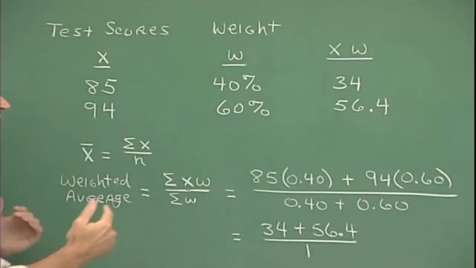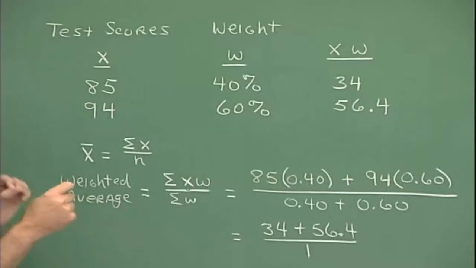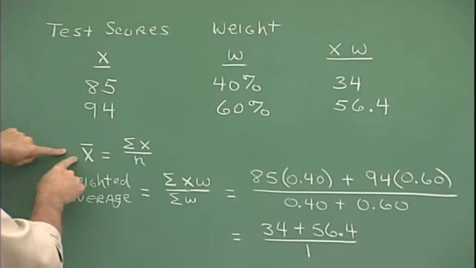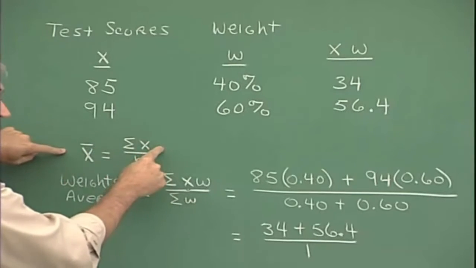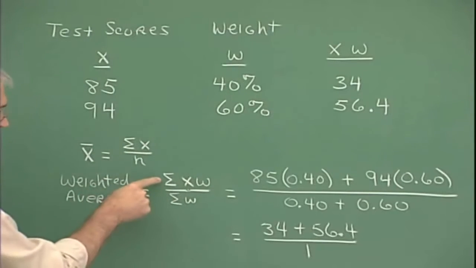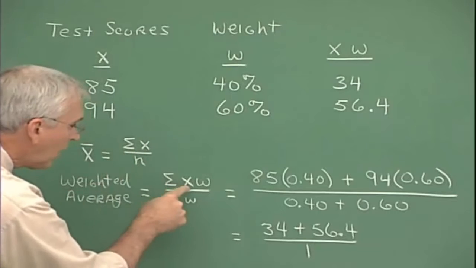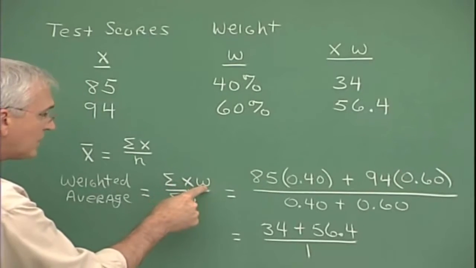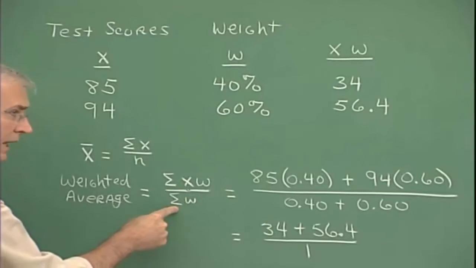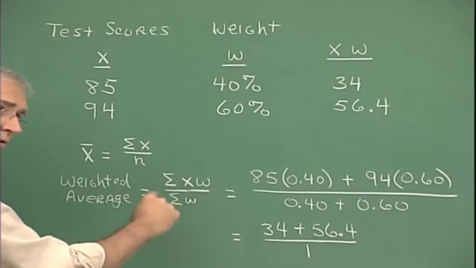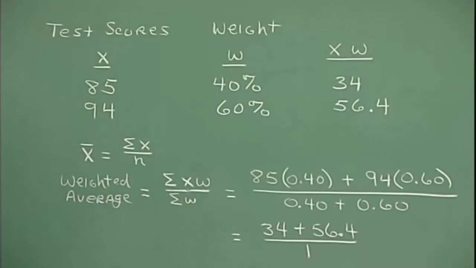Now the notation for the calculation is like this. Now I want to compare this with the X bar notation. The X bar notation is the sum of X values divided by the number of values that we have. But here, the weighted average is simply the sum of items that are of the form X times W, a data value times its weight. And in the denominator, it's the sum of the weights. You see, the sum of the percents, if you will, that are in this calculation.